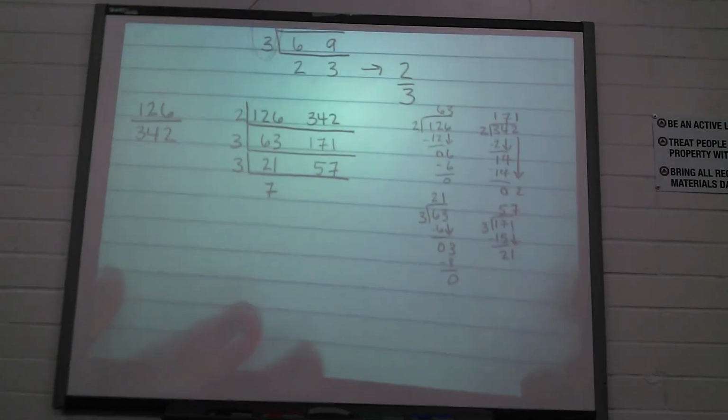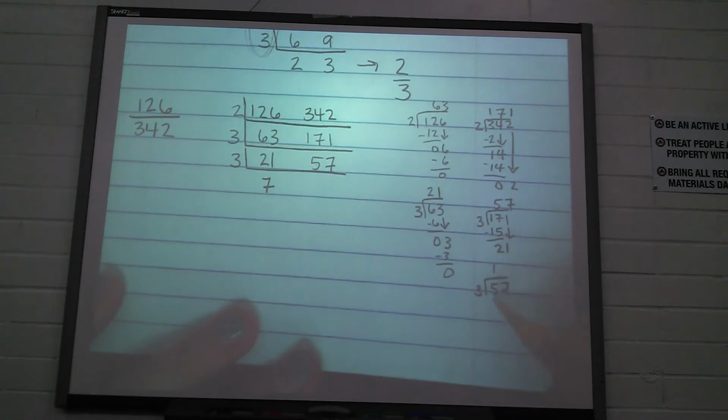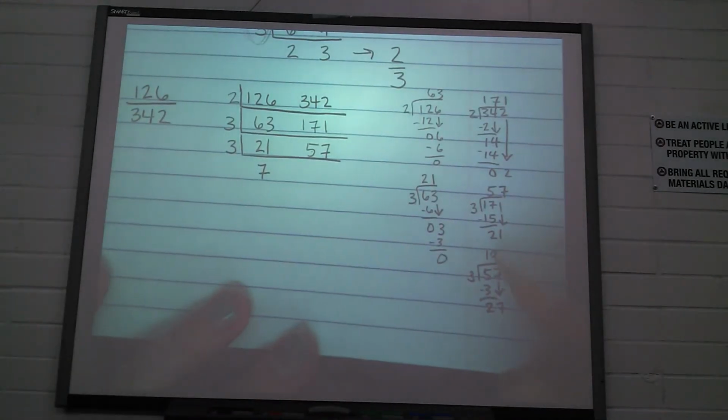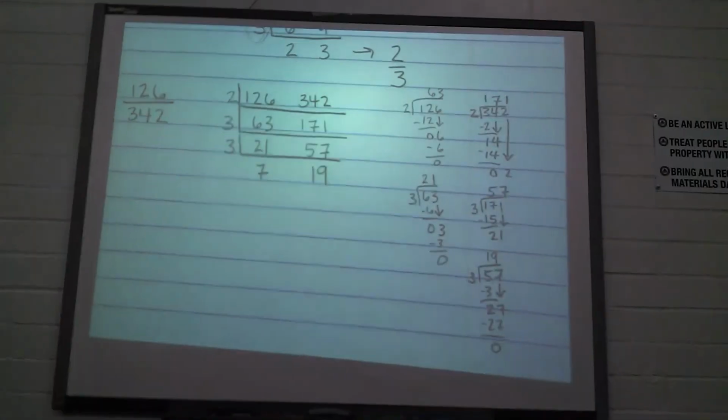All right, let's go off to the side one more time. 57 divided by 3. 3 goes into 5 1 time. Subtract, bring down your 7. 3 goes into 27 9 times. 9 times 3 is 27. Subtract, and the answer is 19.